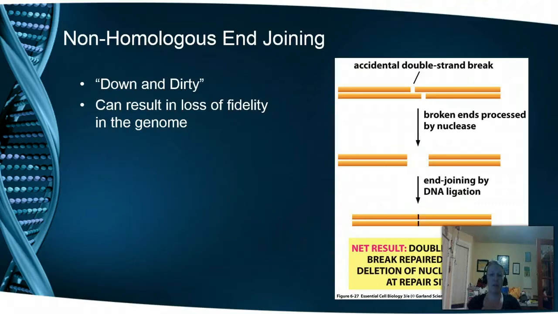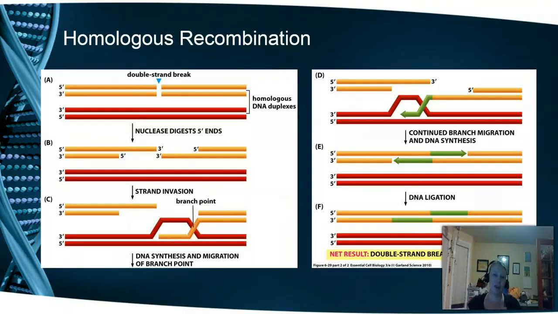So what happens is that nucleases will cut on both sides of the double-stranded break and then just sew the DNA back together. So we lose a chunk on either side, if you can see how that works. So there's always a loss in this case, and it's a down and dirty way of fixing things. The way to maintain fidelity, to an extent, is homologous recombination.